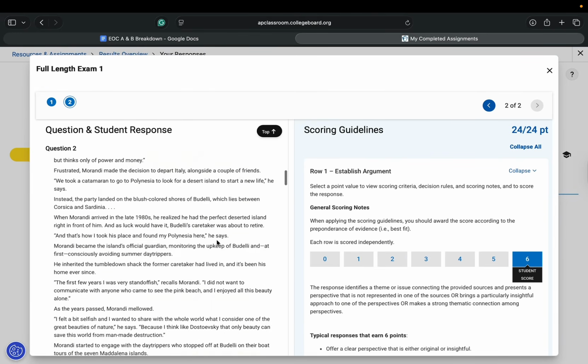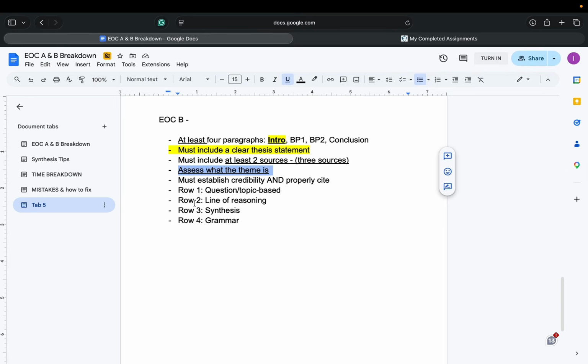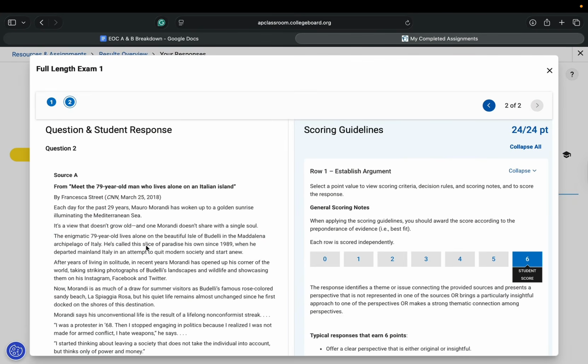So another thing to consider is each rubric row. But before we get into that, I just want to quickly go over establishing credibility and properly citing. This is something that I see a lot of people tend to do wrong at first. To prevent this, I want you to look at the start, at the title and who it's from. A lot of people typically say, according to Francesca Street, blah, blah, blah, source A. Or some people even say, according to source A, blah, blah, blah.